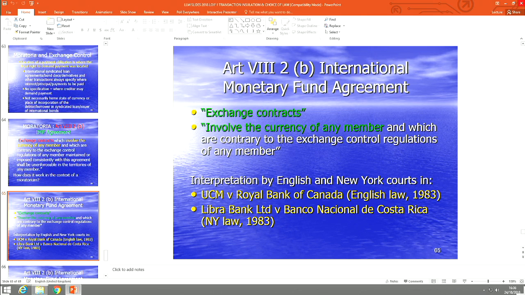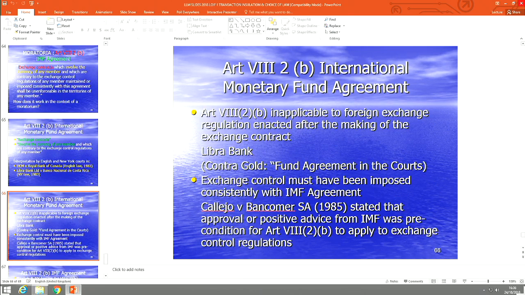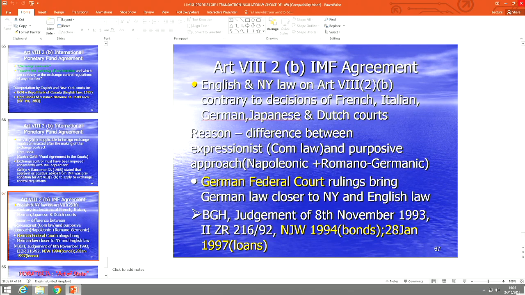And that brings me right back to talking about something I mentioned about a week ago. The conclusions that the New York courts and the English courts have come to is completely different from the conclusions arrived at in relation to Article 8.2b by the French, Italian, Japanese, and Dutch courts and German courts. The reason for the difference in interpretation is very important, and I think it's something that we need to understand.